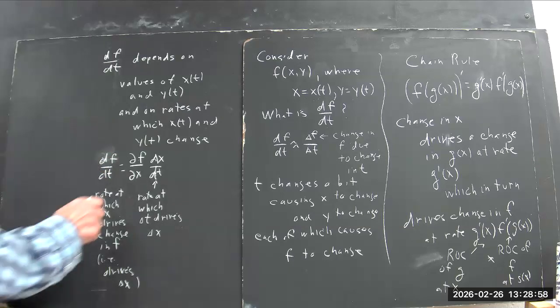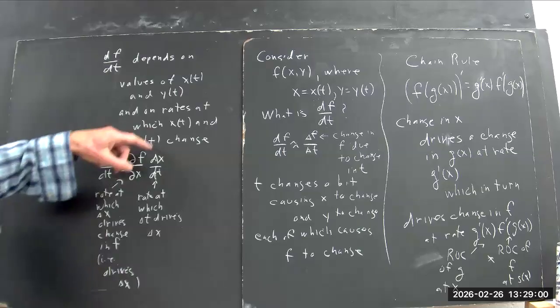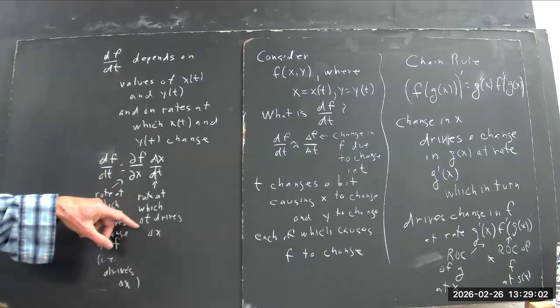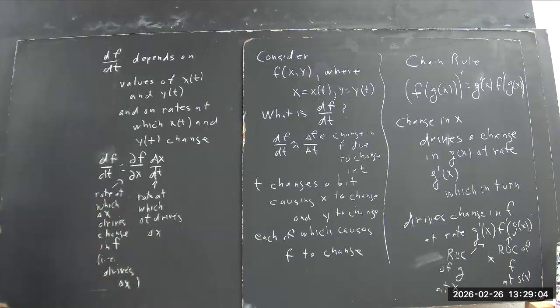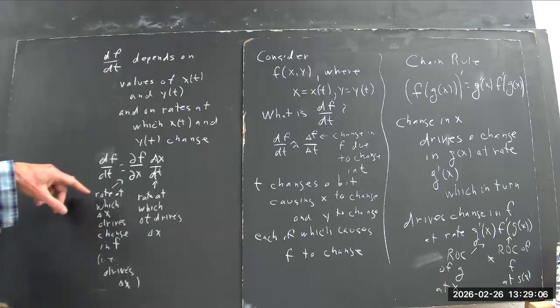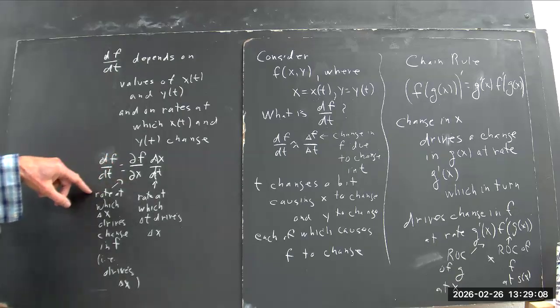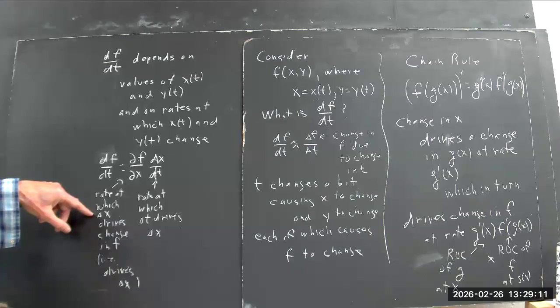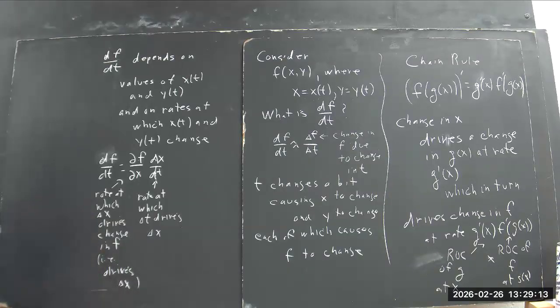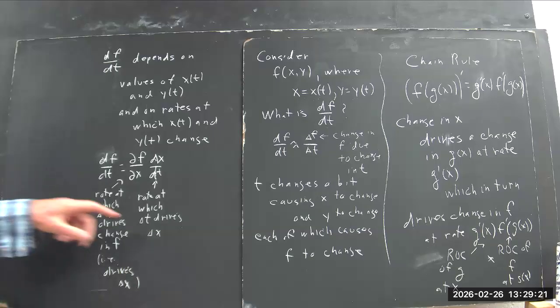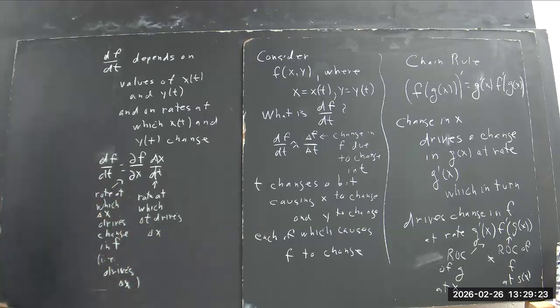So again, dx dt is the rate at which delta t drives a change in x. And df dx is the rate at which a change in x in turn drives a change in f. Okay? You multiply those two together and you get the rate at which t drives a change in f.